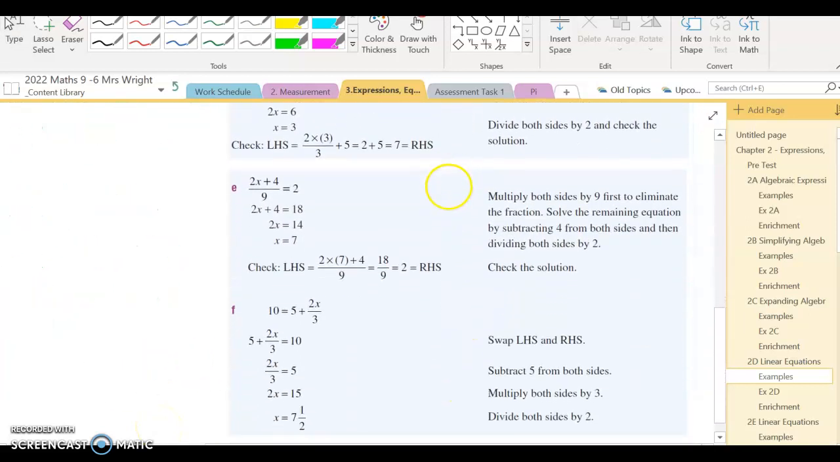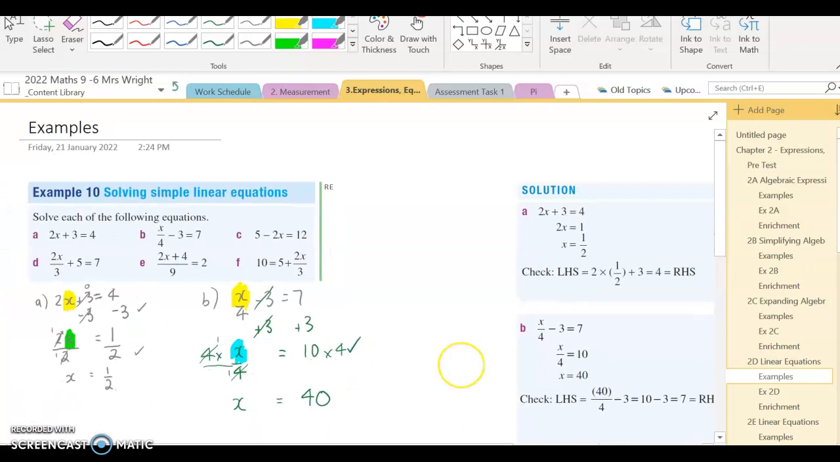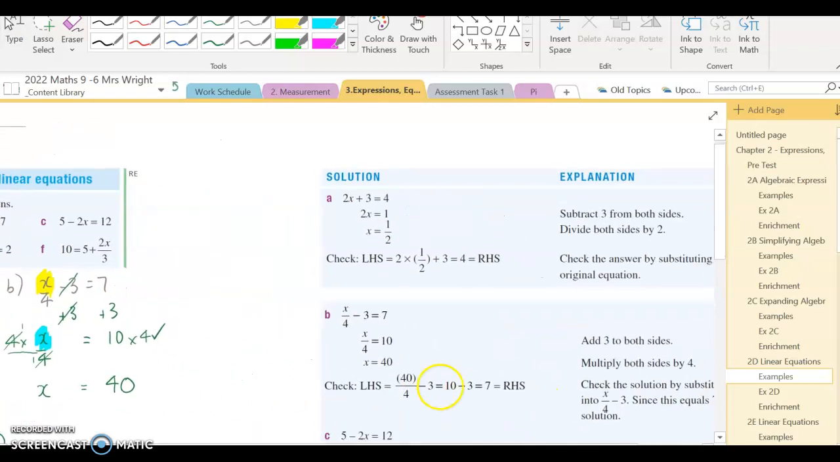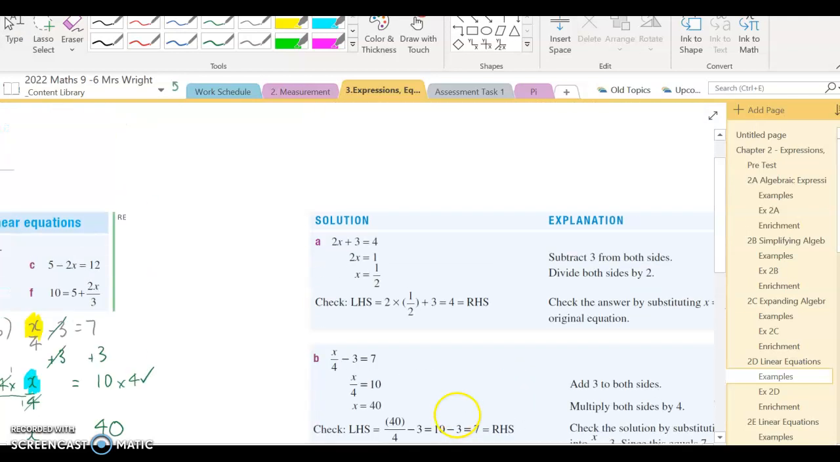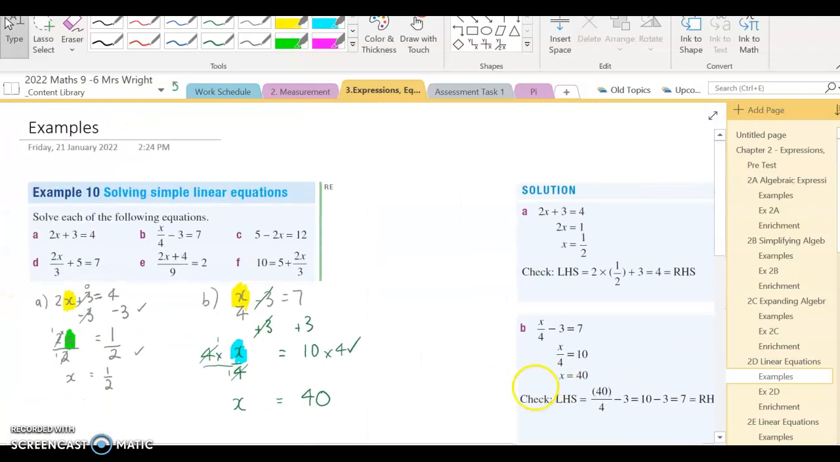Okay, there's still D, E, and F. I would like you guys to work through D, E, and F if you can. And I hopefully will be back tomorrow, and we'll look at some more of these tomorrow. And then go on with the exercise.